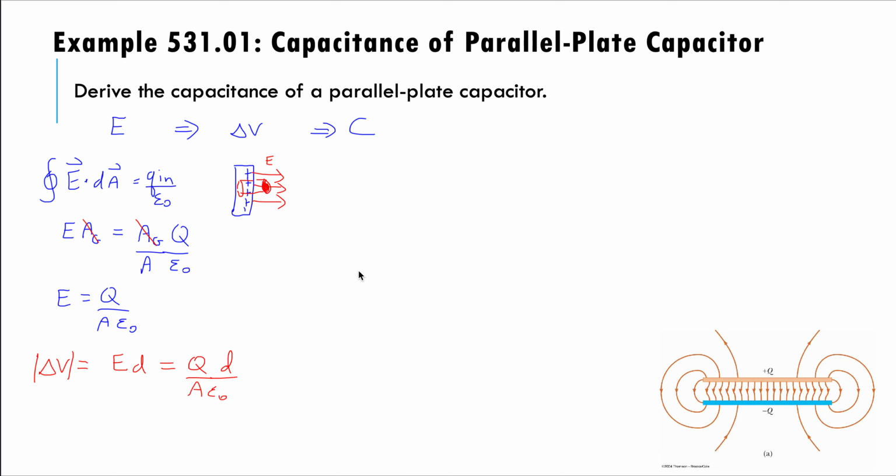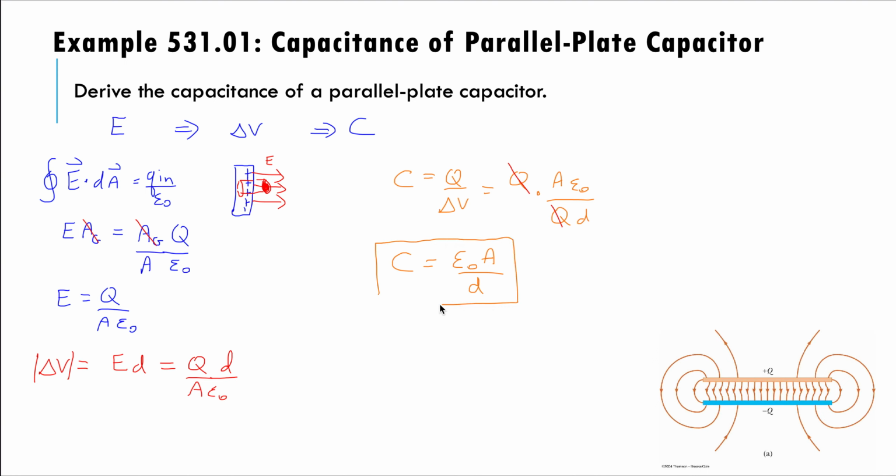We're almost there. Let's bring it over here to the last step to find the capacitance. It's going to be the charge per voltage. So it's going to be Q, and then we're dividing by V, but we can just multiply by the reciprocal, so times A epsilon naught over Q d. And we see that the charges cancel. We are left with our expression for the capacitance of the parallel plate capacitor, epsilon naught A over d, as we saw in video 531.